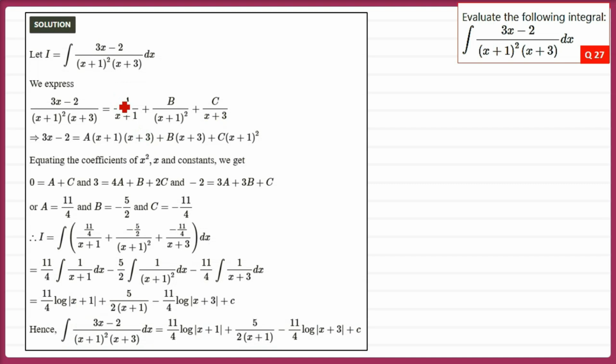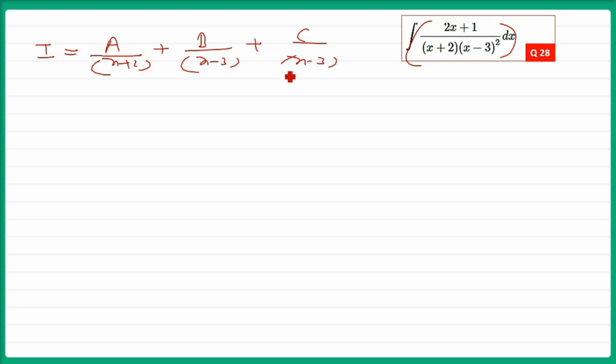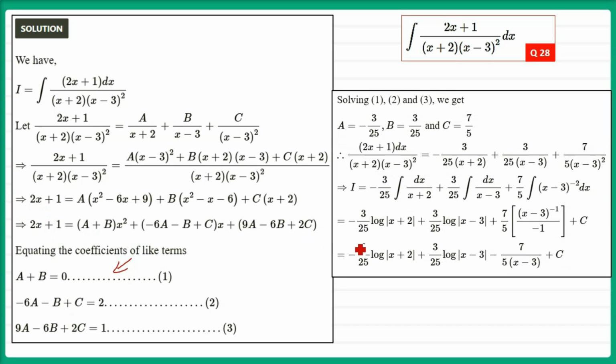So this was a different kind of question, but if you have understood this question, the later questions are like this only. So, (2x plus 1) divided by (x plus 2)(x minus 3) whole square. How are we going to write this? Let me tell you, because this is the core of how to write this. We can write it like this: a divided by x plus 2, then b divided by x minus 3, and plus c divided by (x minus 3) whole square. So this is how it will be done. Alright. The equation solving is the key.